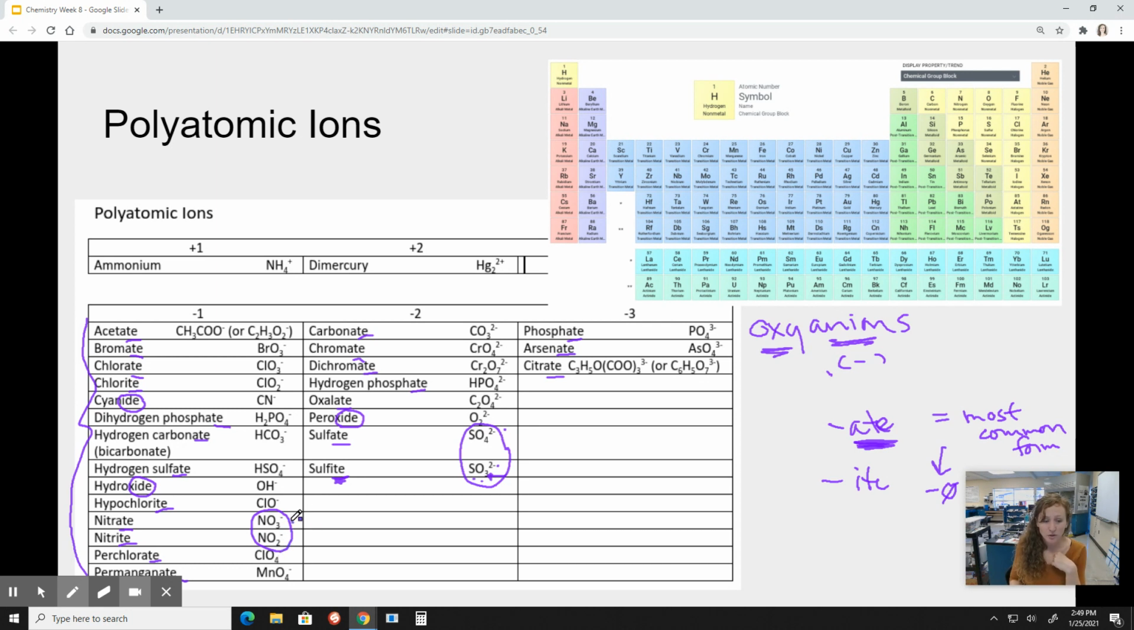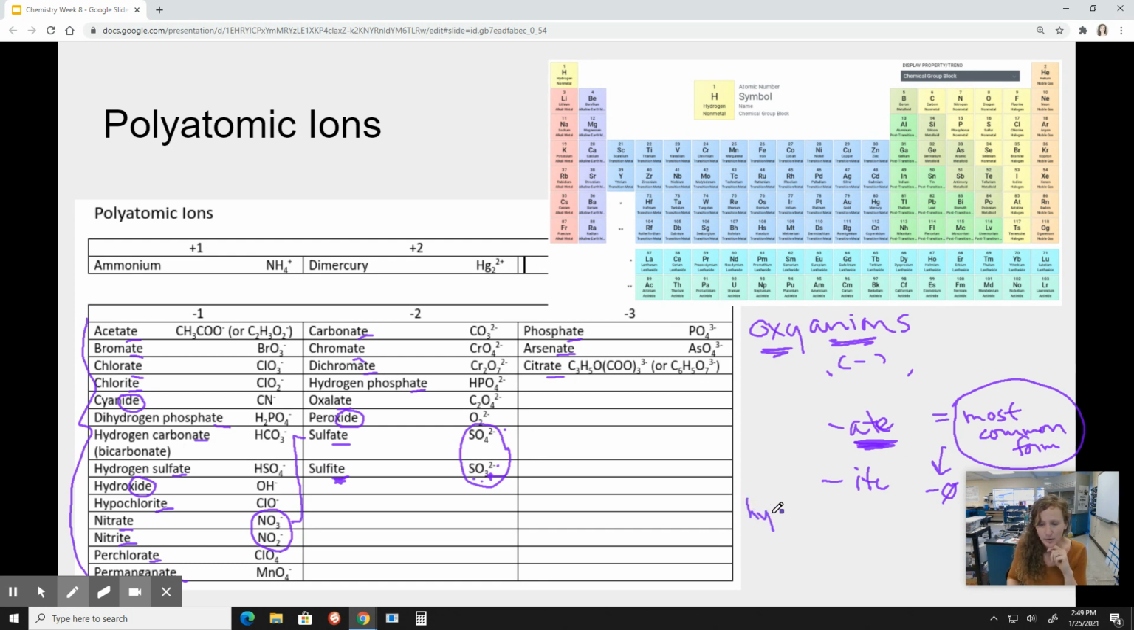Notice also if you compare the ate forms, nitrate and sulfate, not much is similar between them other than the fact that they both contain oxygen, right? Nitrate is a 1 minus charge. Sulfate is a 2 minus charge. Nitrate has 3 oxygens. Sulfate has 4 oxygens. So like I said, that ate form doesn't indicate much, except it's the most common form of the ion in that family. Now there are 2 more prefixes.